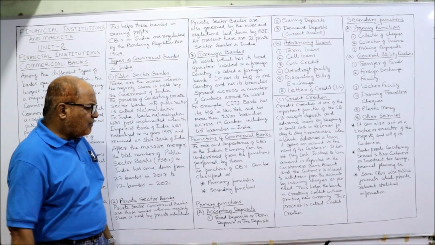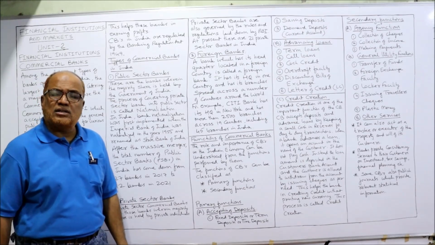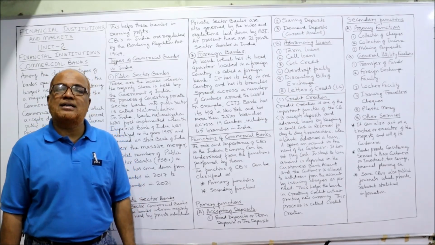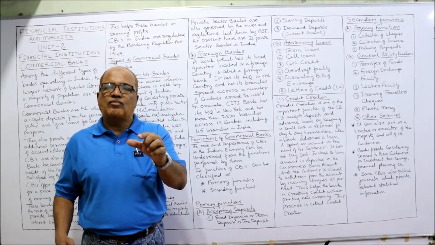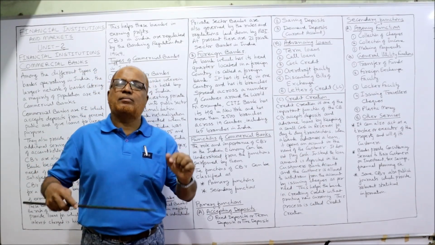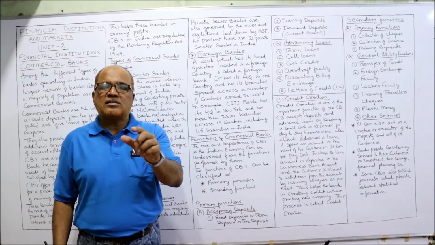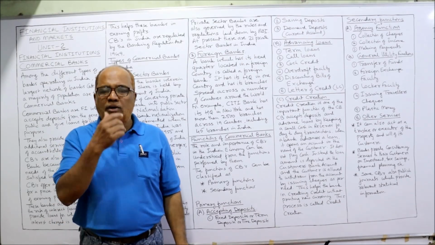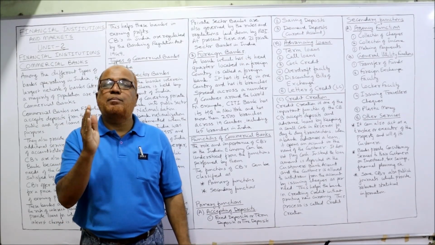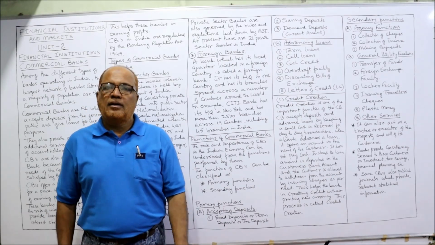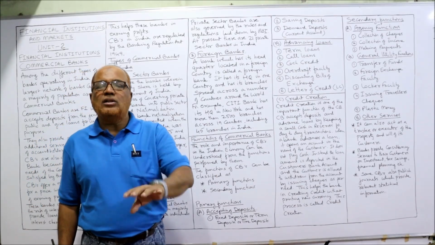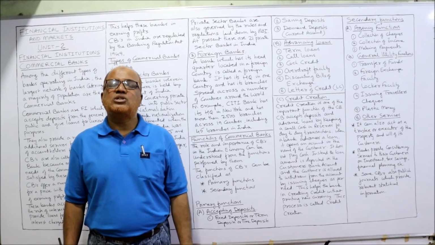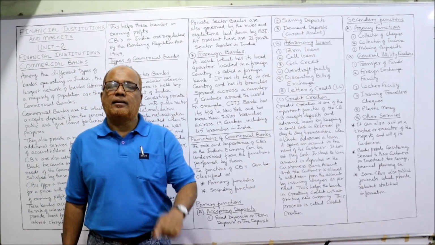The first one is fixed deposit, or term deposit, or time deposit. This is the first type of deposit which the banker will accept from the people. Fixed deposit means the deposit is accepted for a fixed period of time. That means the depositor can withdraw the money only on the maturity of the time period.